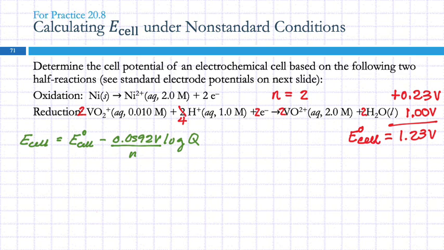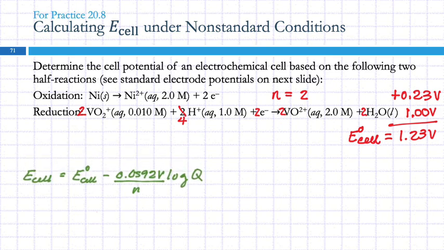Okay, so we're going to substitute things into this. We figured out what the standard cell potential is. We figured out what N is, but we need to know what Q is. So we calculate Q from the overall reaction, which I forgot to finish. So I'm going to move this down out of the way. So I'm going to add these guys together.